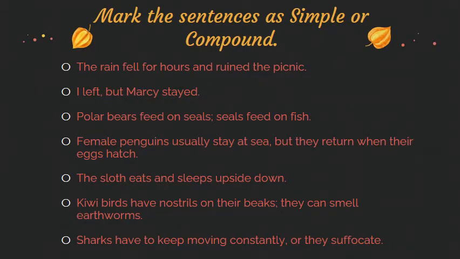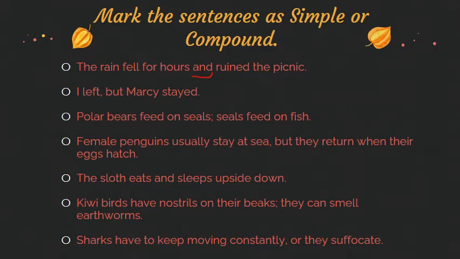Now let's practice a little bit. Mark the sentences as simple or compound. I have to see if every sentence is simple or compound. Simple means one independent clause. Compound means two independent clauses joined with a conjunction and a comma. Number one: The rain fell for hours and ruined the picnic. It is simple. You might say it's compound because we have "and." Okay, let me explain something for you.